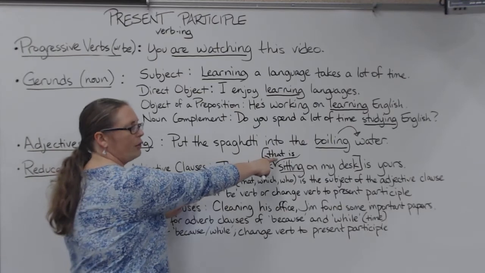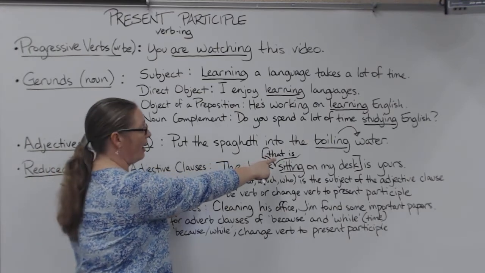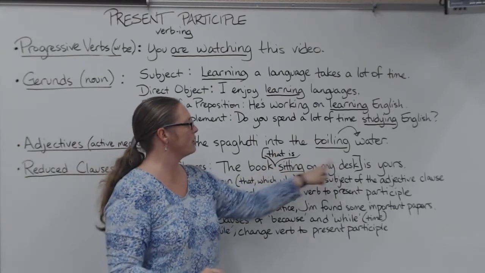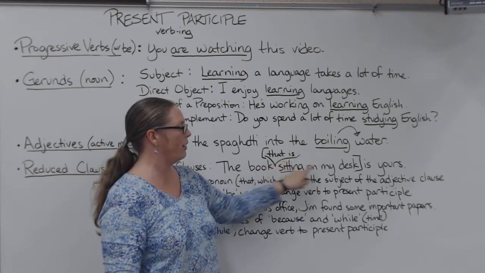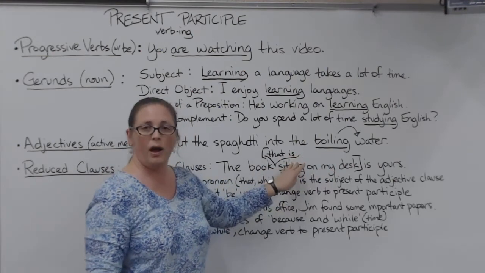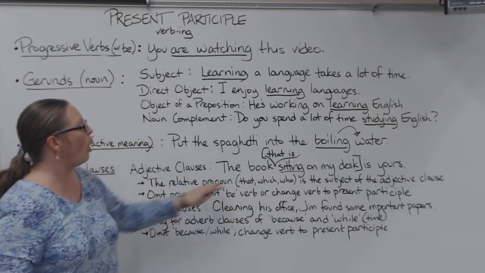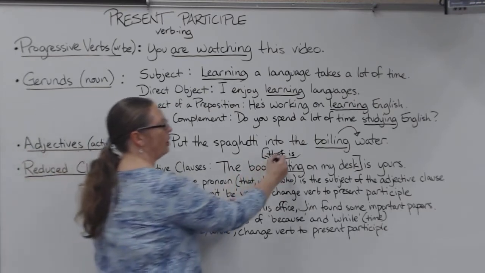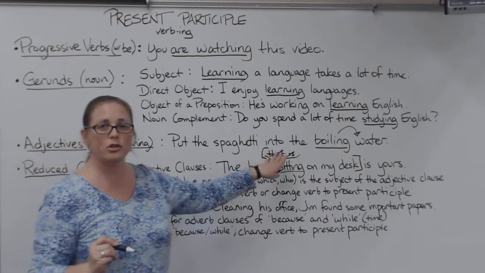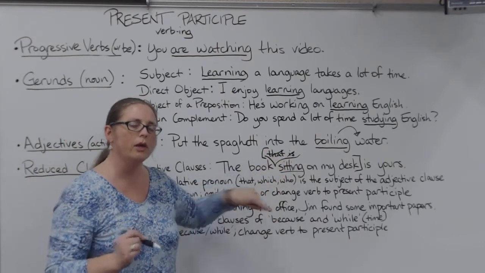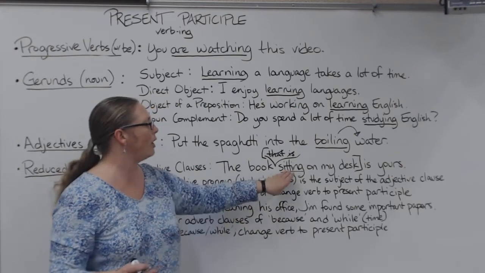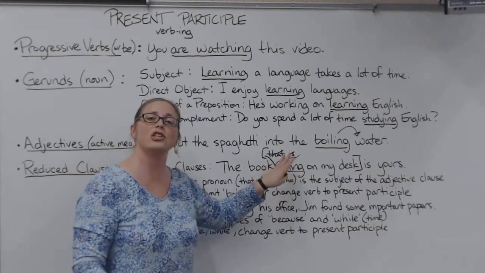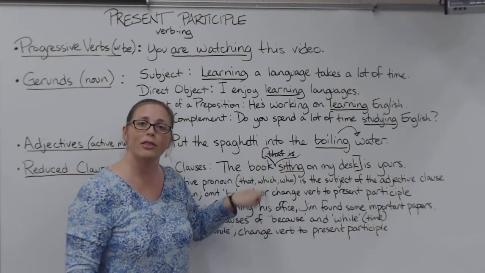If the relative pronoun, who, which, or that, is the subject of the adjective clause, then it's possible to reduce it. You omit the pronoun, take out the pronoun, and you omit the be verb, or if there's no be verb, then you just change the verb to ing form. So basically what you're left with is the present participle at the beginning of the adjective clause, describing the book.